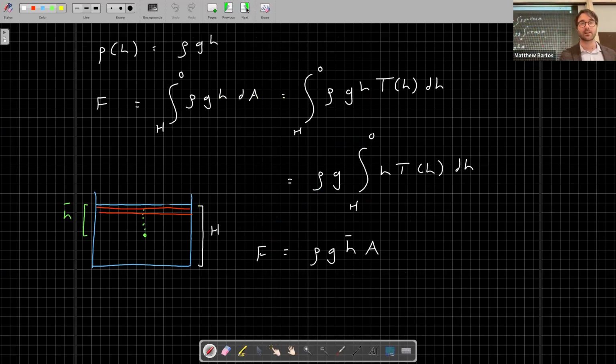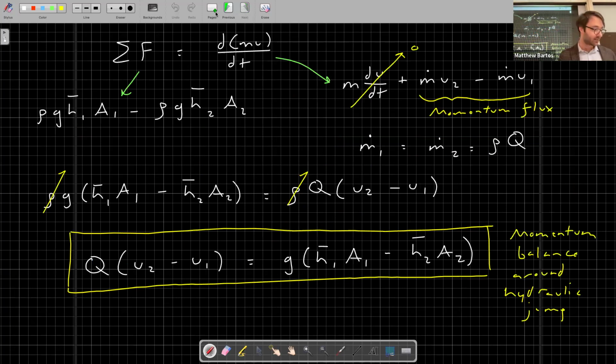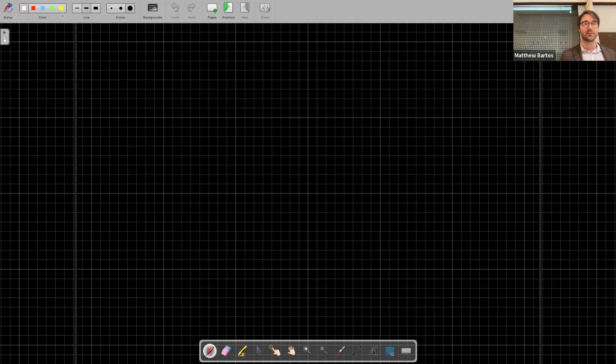And I'm going to design, well, we're going to analyze a hydraulic jump within a stilling basin. So let's consider a stilling basin. This would typically be at the downstream end of a dam.